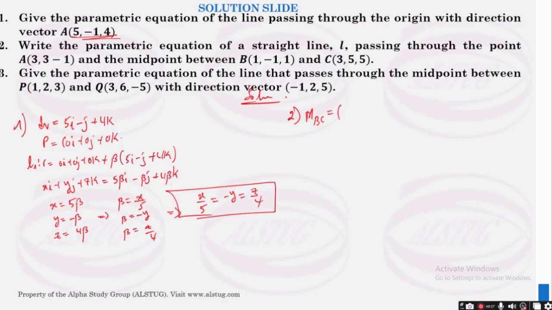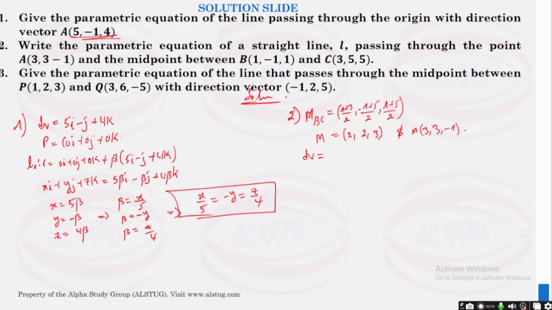Midpoint of BC is 1 plus 3 divided by 2, that's 4 on 2. Let's say 1 plus 3 on 2, negative 1 plus 5 on 2, and finally, 1 plus 5 on 2. That gives us 2, 2, 3. That's the midpoint. So it's passing through the midpoint, and it's also passing through 3, 3, negative 1. So direction vector.